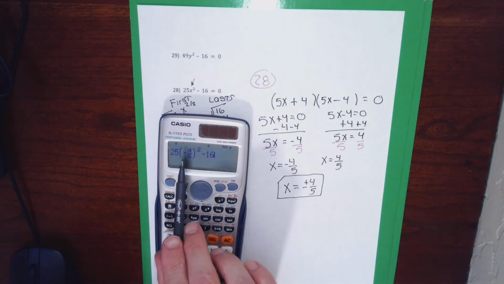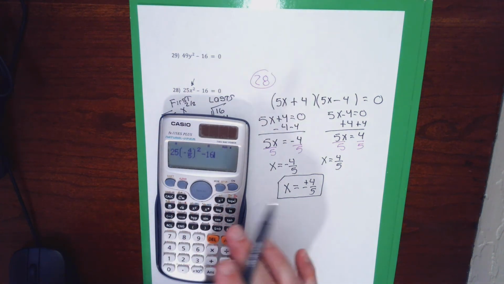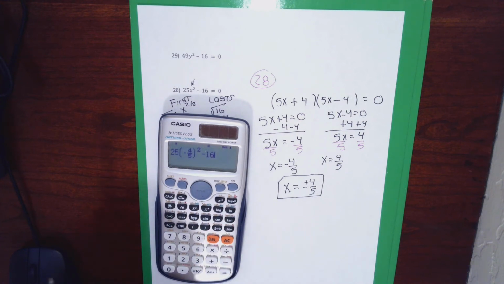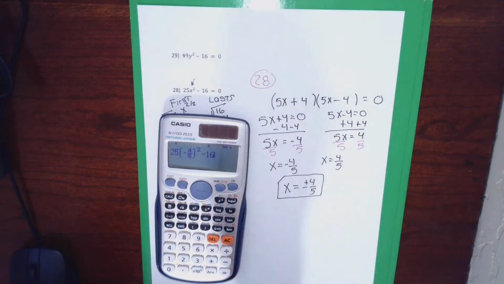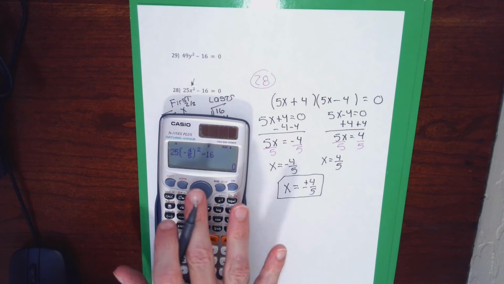The negative sign, I put it in front of the fraction, but I could have put it in the numerator of the fraction. That wouldn't have mattered. What's going to matter is when I hit equals, if I don't get 0. If I don't get 0, I have a mistake in my work. If I do get 0, because the right side is 0, my answer is correct. Got 0, so I checked the negative 4/5 properly.